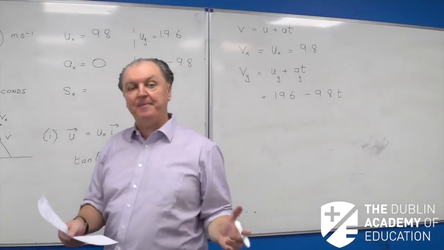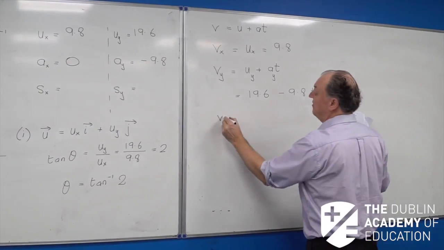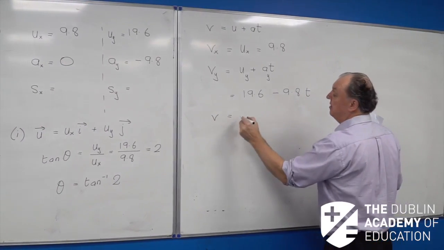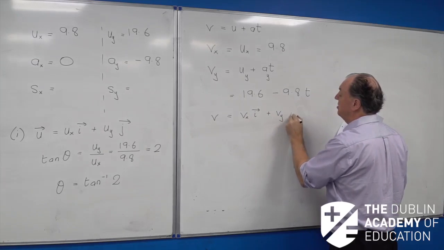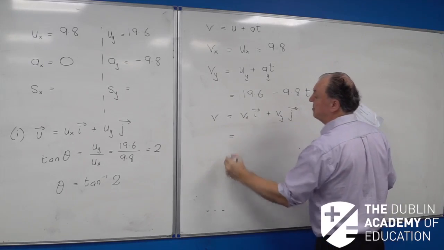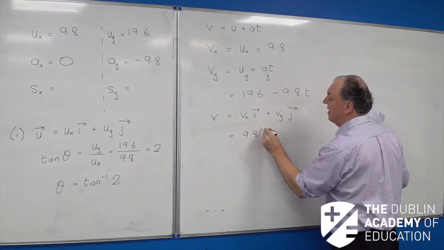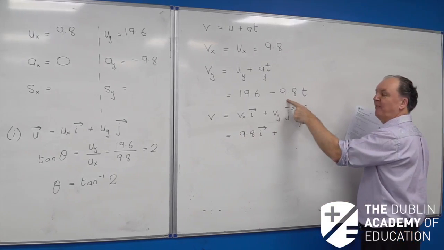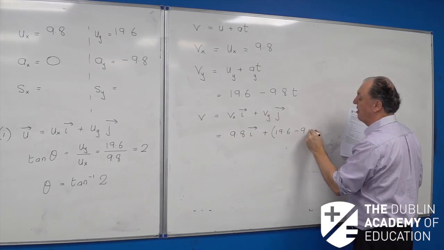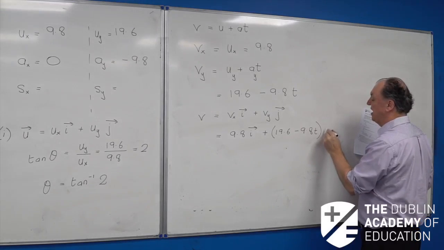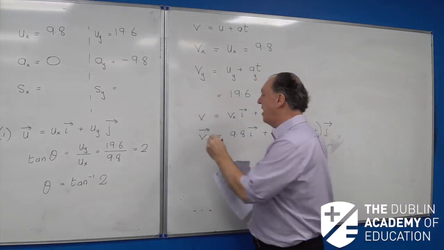Now they want me to write down that velocity vector in terms of i and j. So as I said before, every vector can be written down as v is equal to vx i vectors plus vy j vectors. So in this particular case, that becomes 9.8 i vectors plus, better wrap all that in brackets, (19.6 minus 9.8t) j vectors. So that's how I'm writing down v, the vector v, in i and j form.